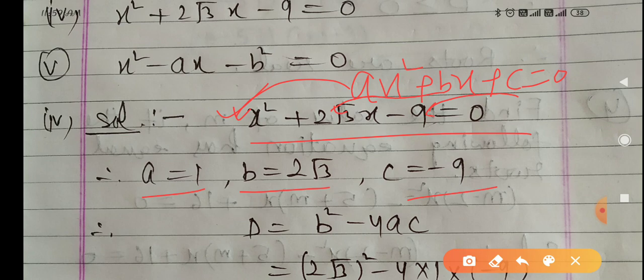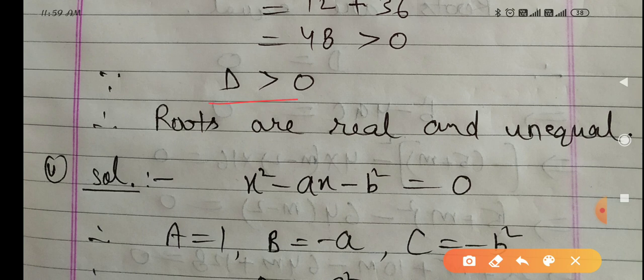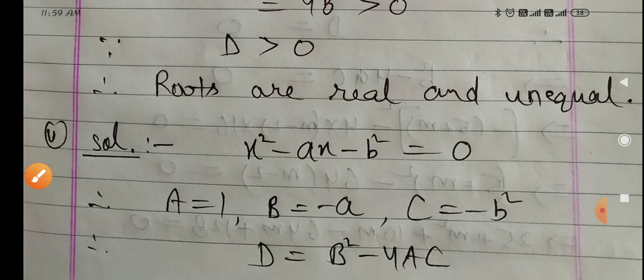So in place of a, 1 is there, the coefficient of x square; coefficient of x is 2 root 3; constant term is minus 9. Now you find D equals b square minus 4ac. You have put the values of b, a, c. By solving you are getting 48, which is greater than 0. If D is greater than 0, then I told you roots are real and unequal. Fourth part over. Fifth part: x square minus ax minus b square equals 0.